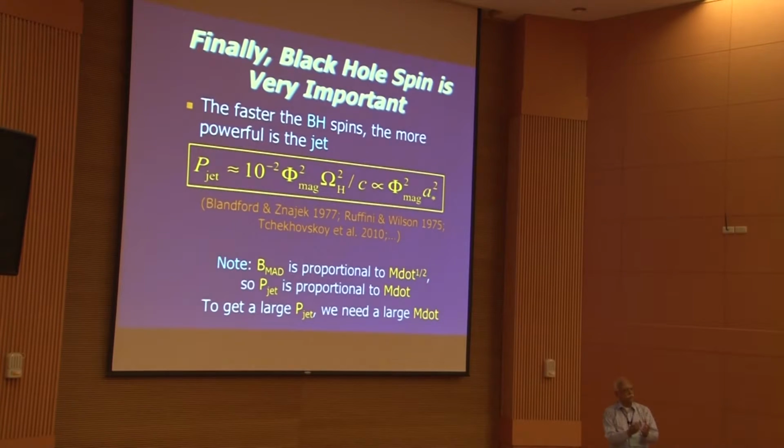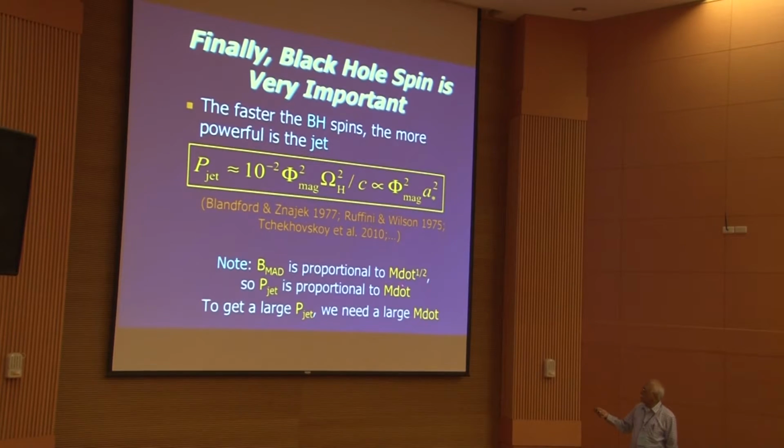Finally, once you say the power is coming from the black hole, then obviously the black hole spin is important. And in fact, you go back to the Blandford-Znajek formula, putting in some constants, etc. The power in the jet essentially goes like the magnetic flux squared. This is why the field strength is important. And the angular velocity of the black hole squared, or spin parameter squared, roughly speaking. So the more rapidly your black hole is spinning, the more powerful your jet will be.